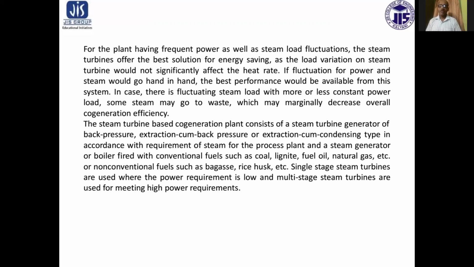The steam turbine based cogeneration plant consists of a steam turbine generator of back pressure, extraction cum back pressure, or extraction cum condensing type in accordance with the requirement of steam for the process plant, and a steam generator or boiler fired with conventional fuels such as coal, lignite, fuel oil, natural gas, etc., or non-conventional fuels such as bagasse, rice husk, etc. Single-stage steam turbines are used where the power requirement is low, and multi-stage steam turbines are used for meeting high power requirement.